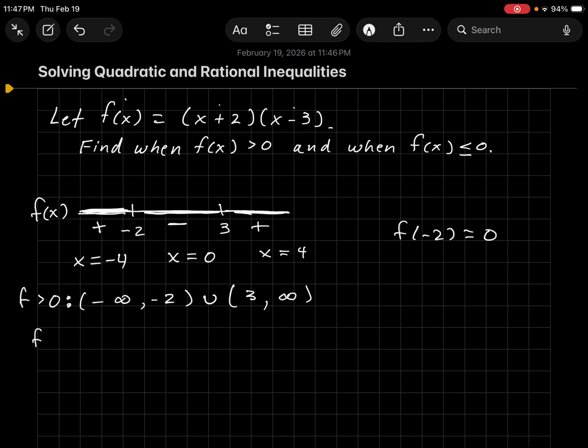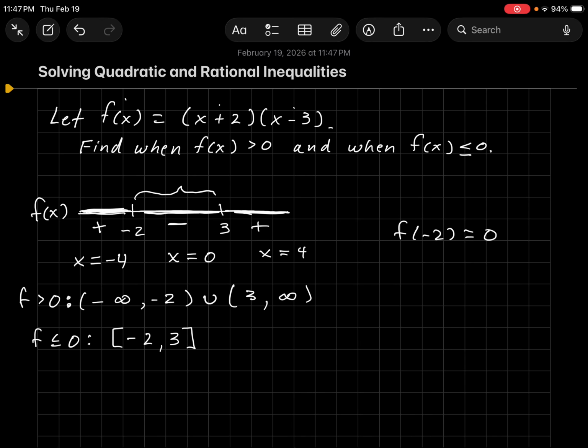Now, where is my function less than or equal to 0? I can go back and use my chart again, and of course it's right here. So from negative 2 to 3, f of x is negative, or 0, which means I would also include the endpoints.